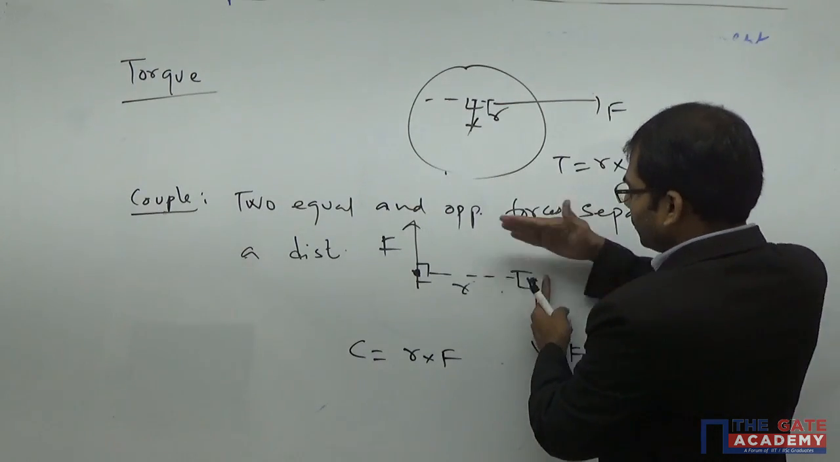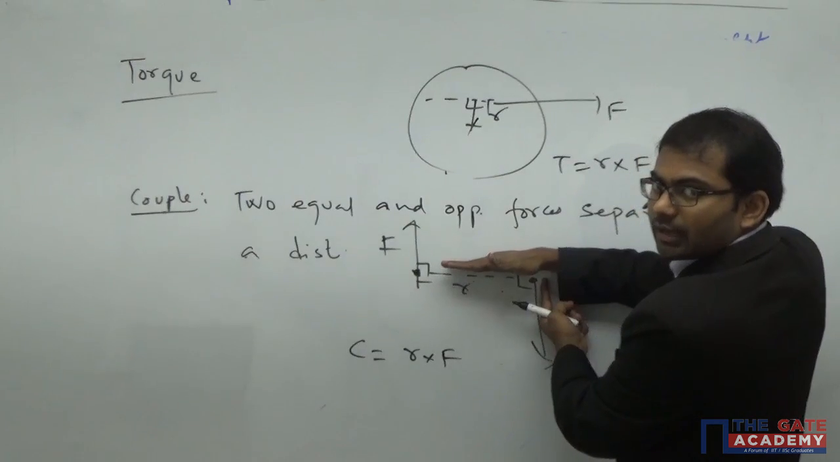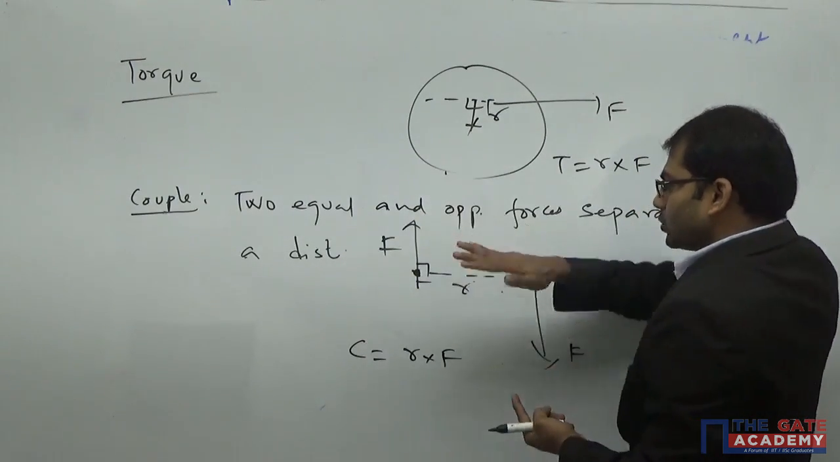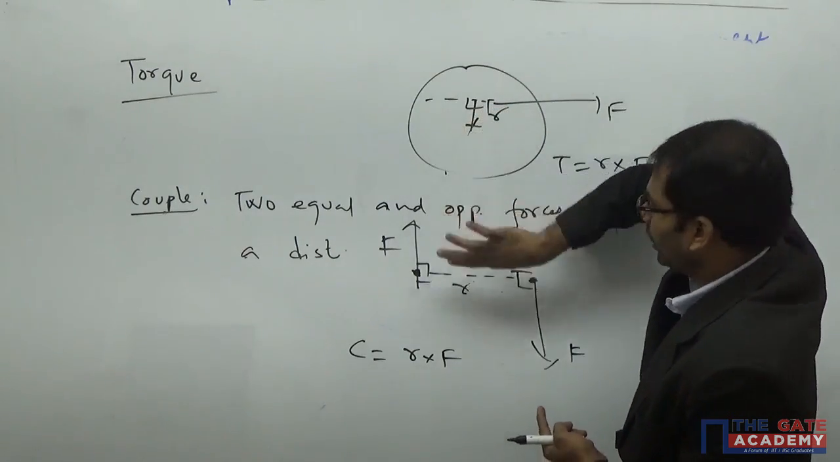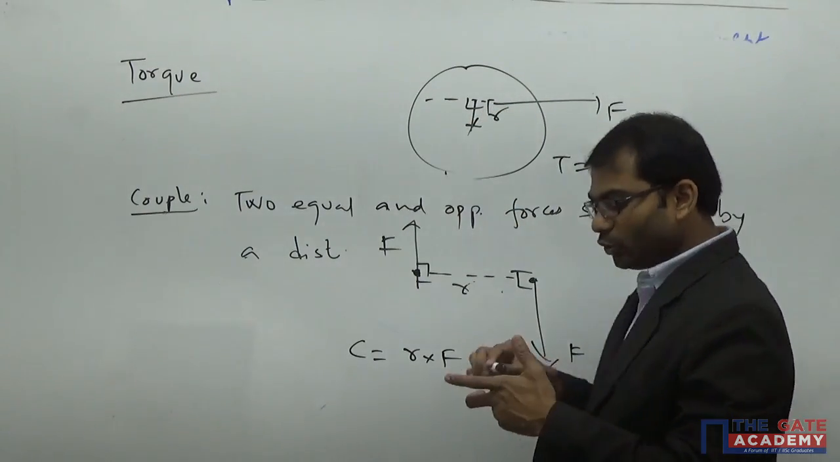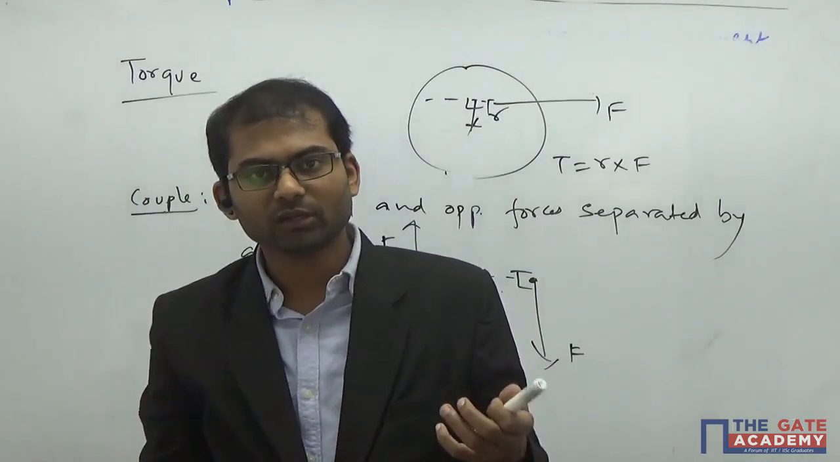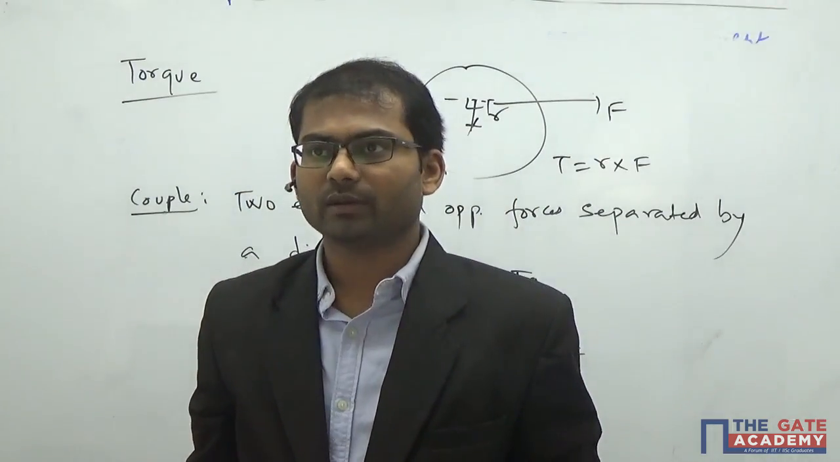So from this center, you put your fingers along the radial distance r here, like this. So I'm putting it in this way so that I can curl it along the direction of the force here. It is clockwise here. So in a couple, two forces will be there, but in the torque, we require only one force there.